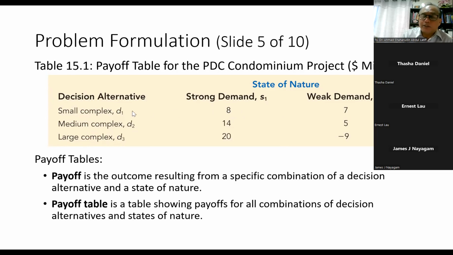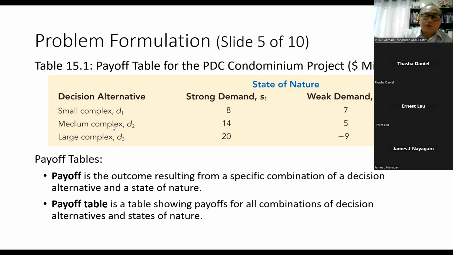But if there is weak demand, they can still make a 7 million return, because it is a small complex and the cost might not be that high. The small complex is about 30 condominiums, as mentioned.